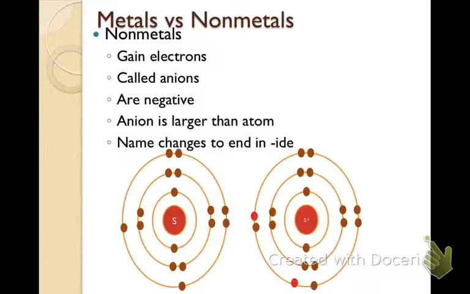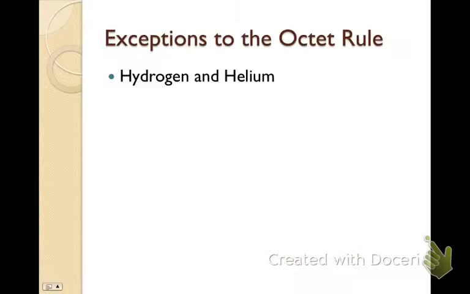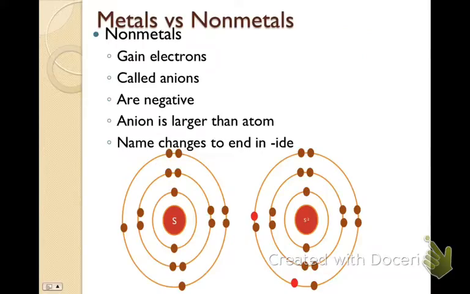These end up being negative because they've gained 2 negative electrons. The anion ends up being a little bit larger than the atom because there are more electrons. There's going to be less attraction between the positive nucleus and those valence shells.